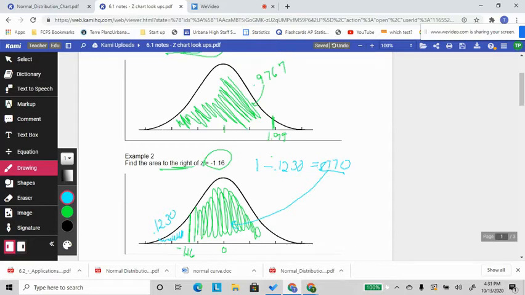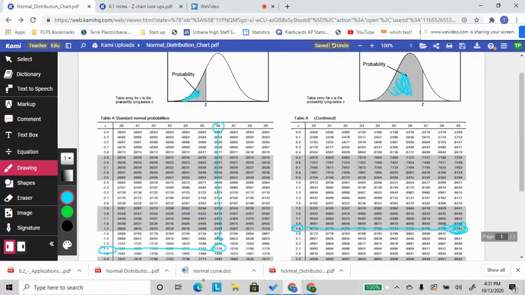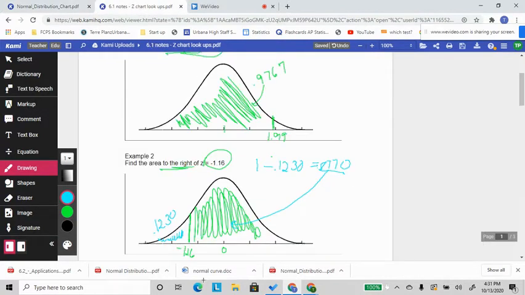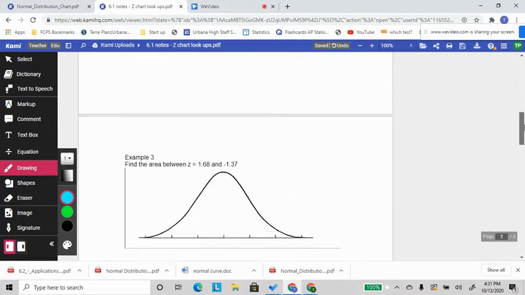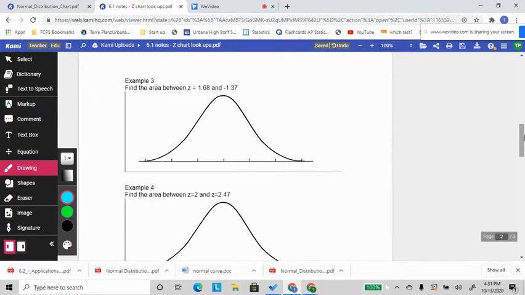All right, make sure you're finding the right area that corresponds to it. Let me repeat that. When I look up a negative 1.16, it gives me this area. But that's that area right here. I want the area to the right of it. Every curve is 100%. Just do 1 minus it. Okay, now between two z's. All right, so this is kind of super important. So I'm going to put this in red. Between two z's.